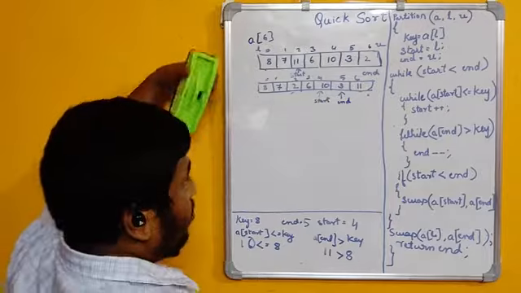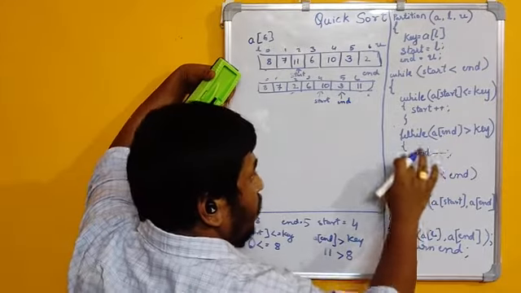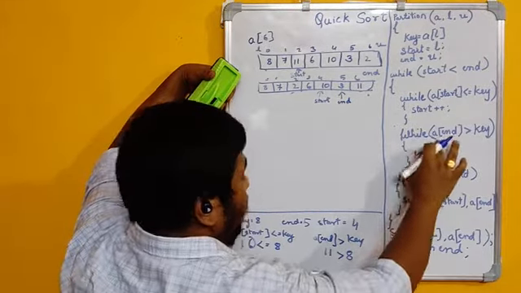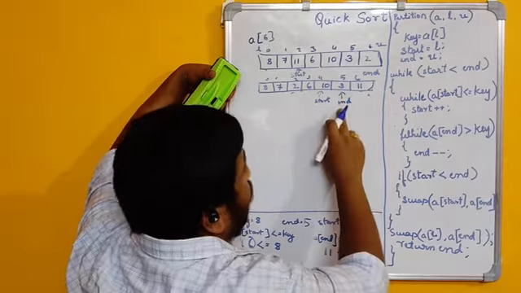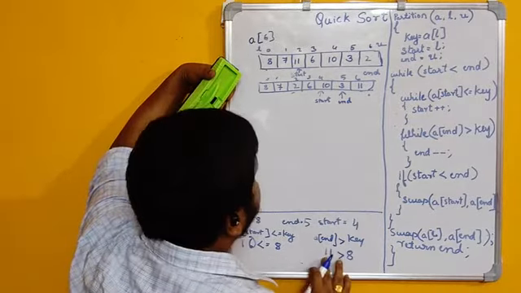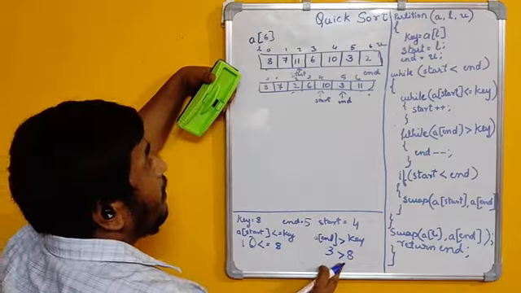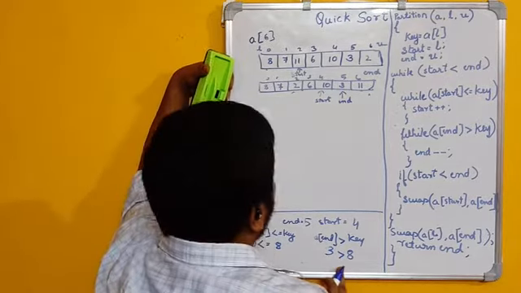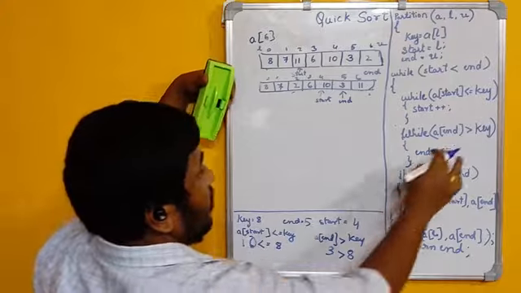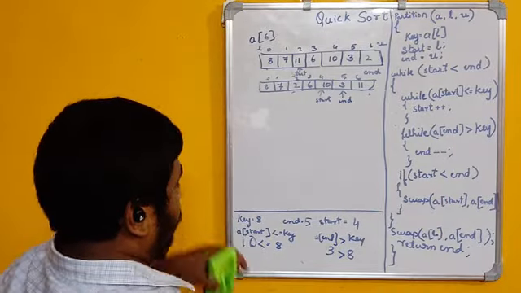Okay. Again, this condition is still true. So again the loop will be continued. While A of end, now end is 5. A of 5 is what? 3. 3 is greater than 8? No, the condition is false. So it will come out of the loop.